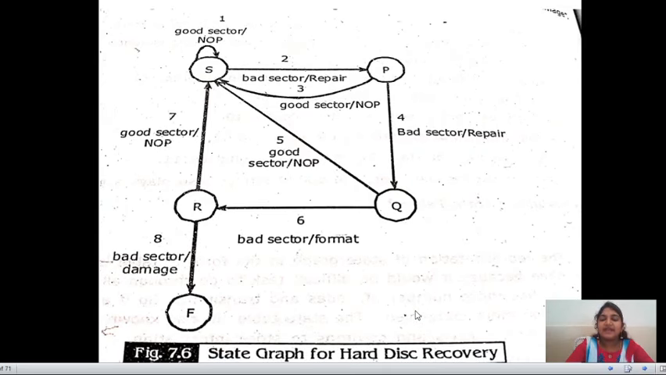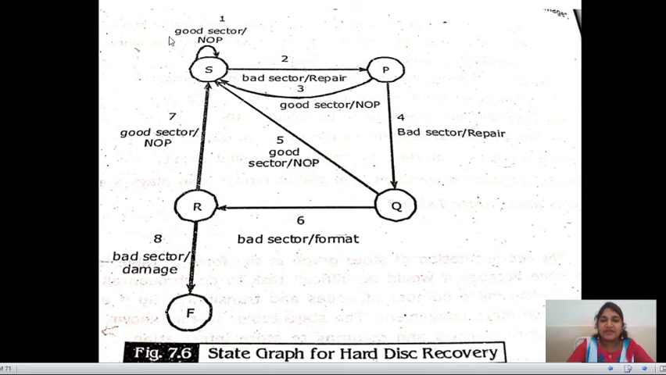What is meant by a state graph? We see here one more example graph, hard disk recovery. This is the start state. If the sector is good, okay. If there is any bad sector, then it goes to another process, and the bad sector will be repaired. Again, in this state the sector will be repaired, and it goes back to the good sector check. Again the testing is done. If it is a good sector, okay. Otherwise it leads to the bad sector again, then to the fourth state, bad sector, repair again. Two repairs will be done.